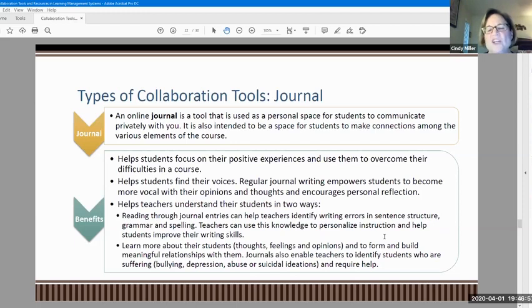It's a tool that should be used as a personal space for students to communicate privately with you, with no one else, just like if they were in a classroom and keeping a notebook journal.